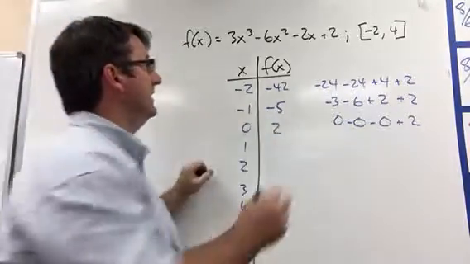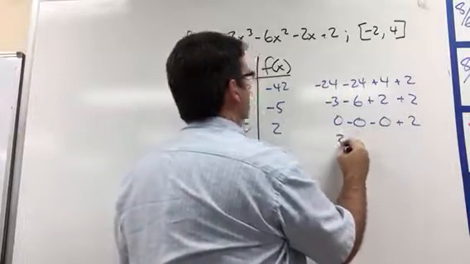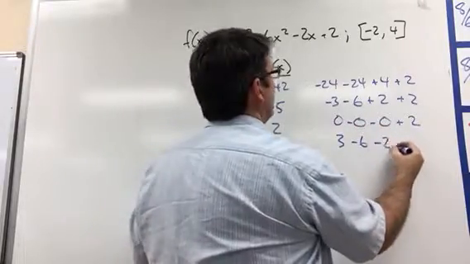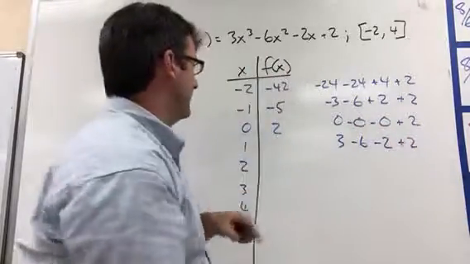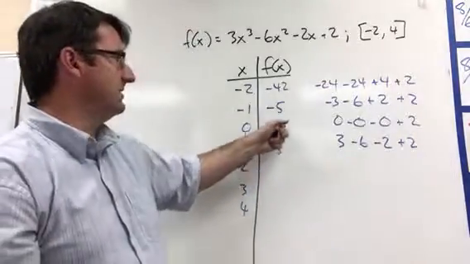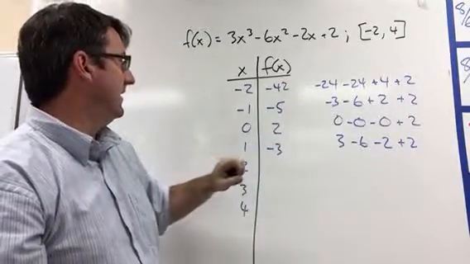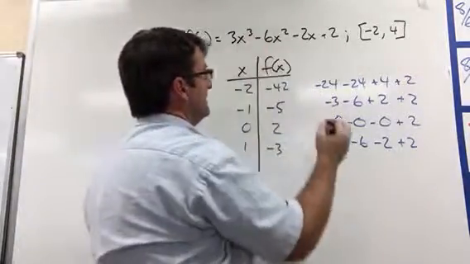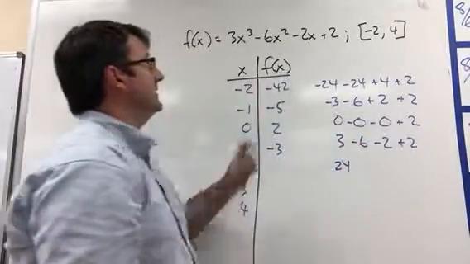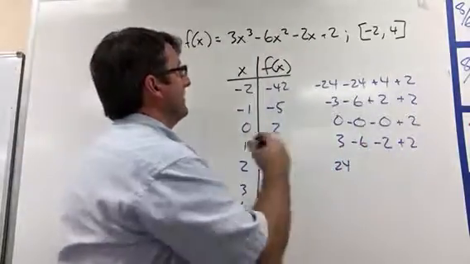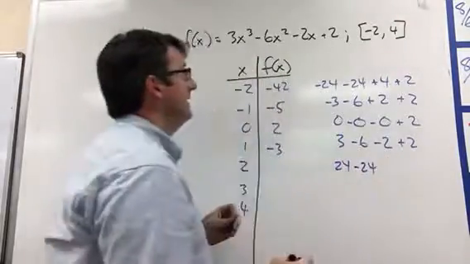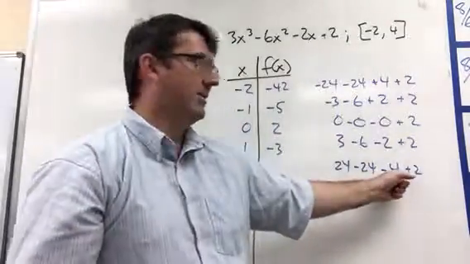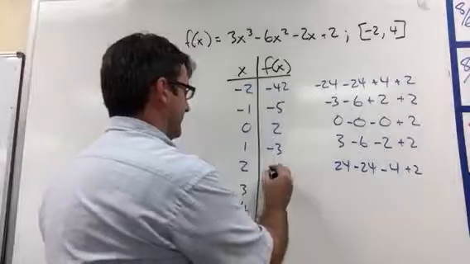So 1 cubed is 1 times 3 is 3. -6, minus 2 plus 2. That's going to give us -3. So notice that we jumped right back down to negative. We got up to positive and then we went back to negative. Now let's try 2. 2 cubed is 8 times 3 is 24. 2 squared is 4 times -6 is -24. Minus 4 plus 2. So that's going to be 0 minus 4 plus 2, which gives us -2.